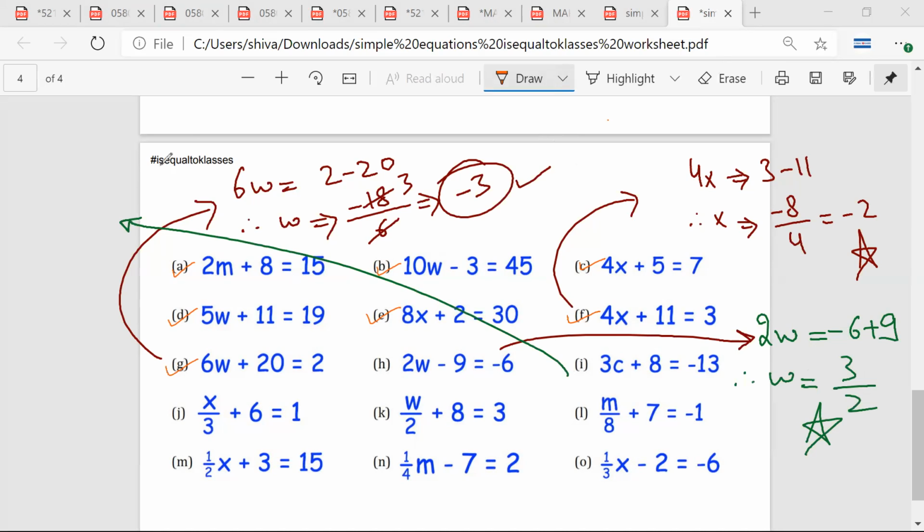Okay, I part. Mr. Satya. 3C equals minus 13 minus 8. Therefore, C is equal to minus 7. Minus 21 upon 3 is equal to minus 7. Shabash, very nice. Mr. Sarthak, any confusion? No, sir. Great, sir.